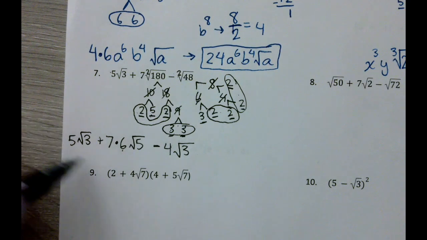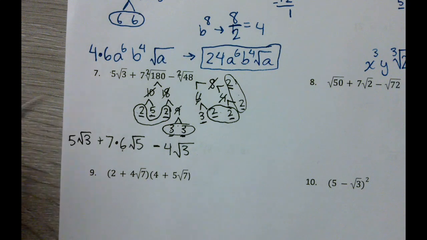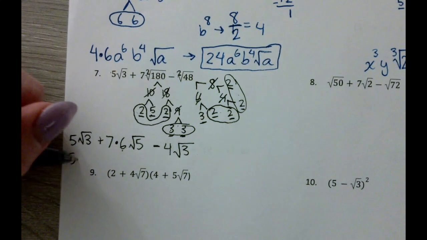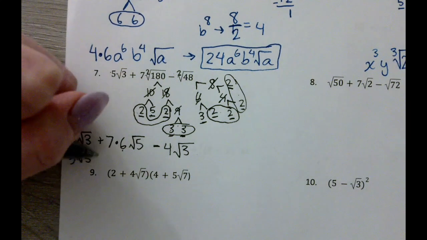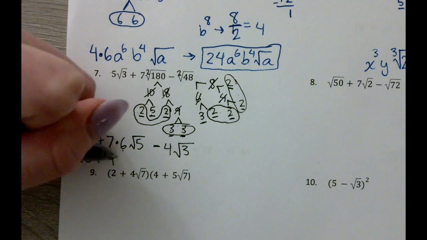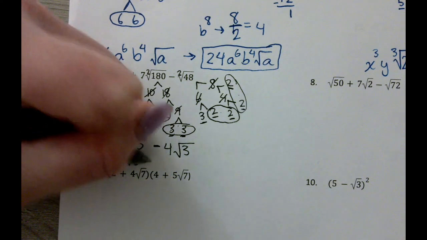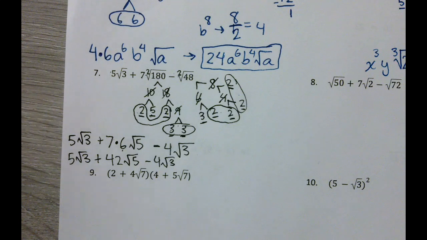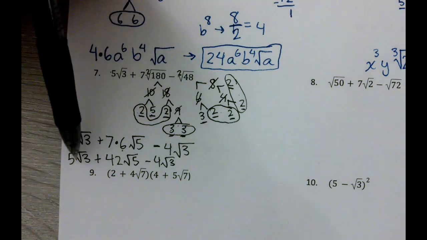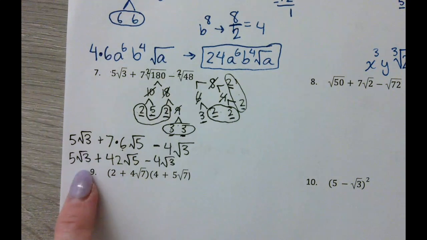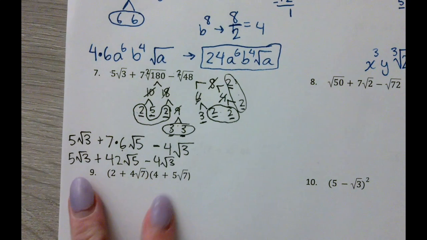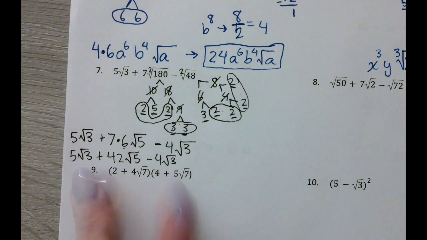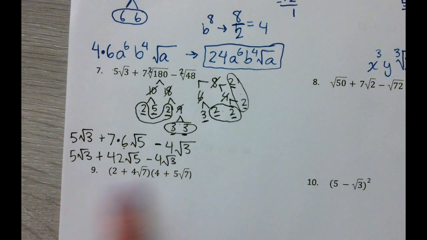Now, I'm going to rewrite this one more time because I want to take care of that 7 times 6. So I've got 5 square root of 3 plus, this is now 42 square root of 5 minus 4 square root of 3. All right. Lastly, I'm not done. If we look at the new numbers we do now have 2 numbers with the same radical. This 5 and this 4 both have a radical 3, so I can combine these.